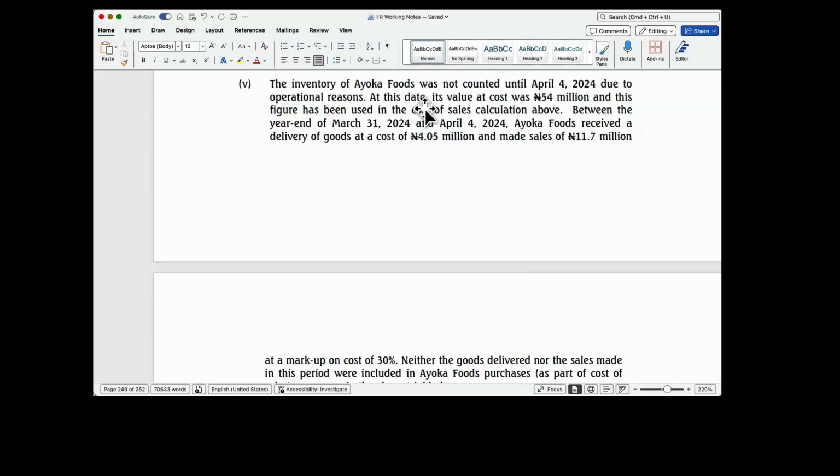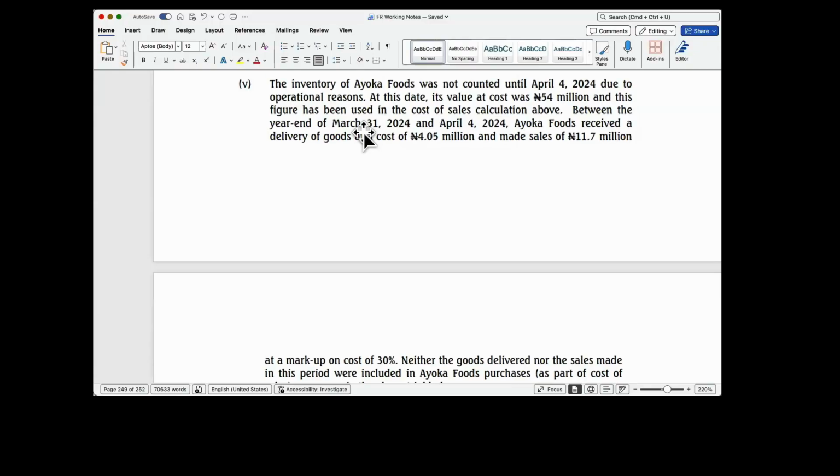The problem was now that between the year end and that date, they have received and sold some goods. That's the major challenge. They have received and sold some goods within that period. And that's the challenge. So that means there's always a cutoff date. And as far as you are concerned, the year end is March 31st, 2024.